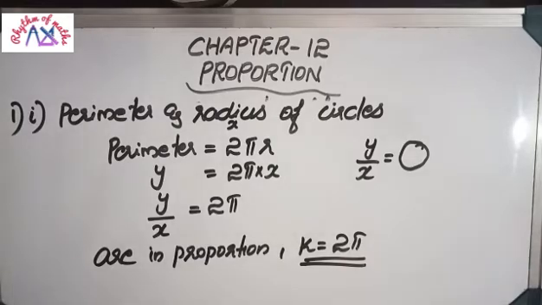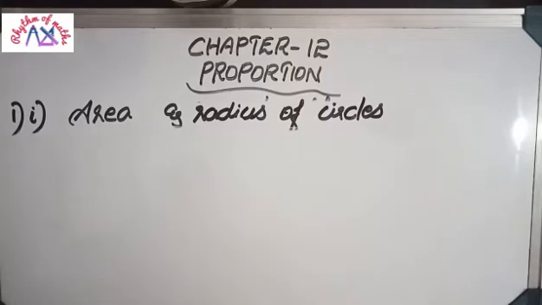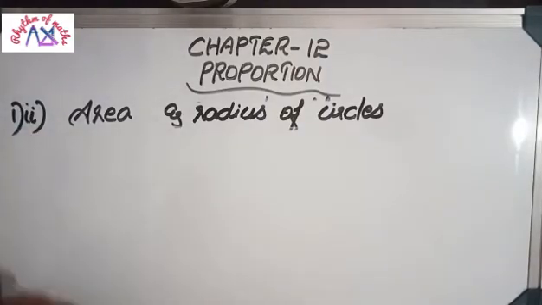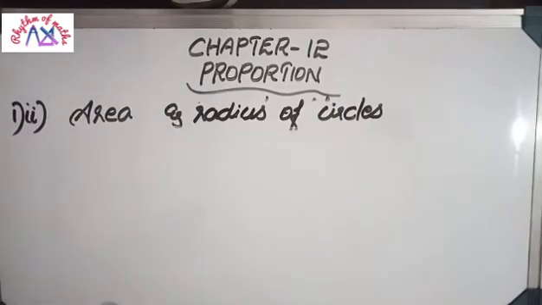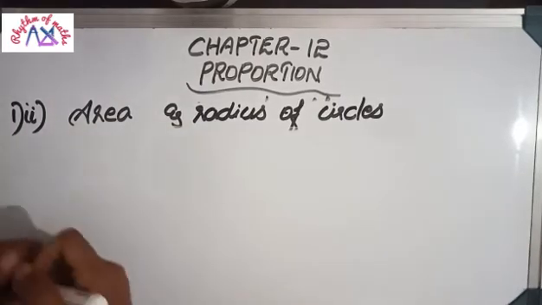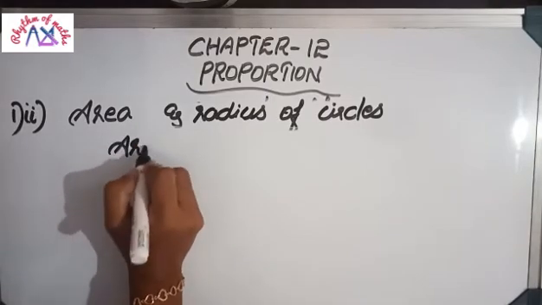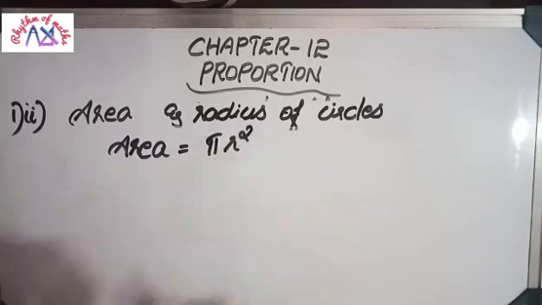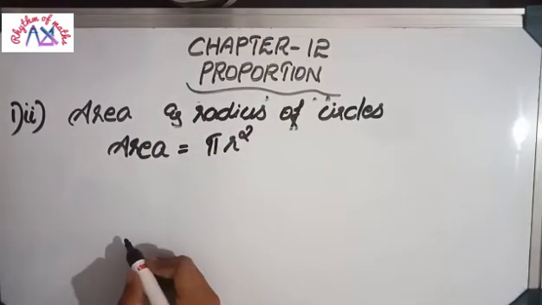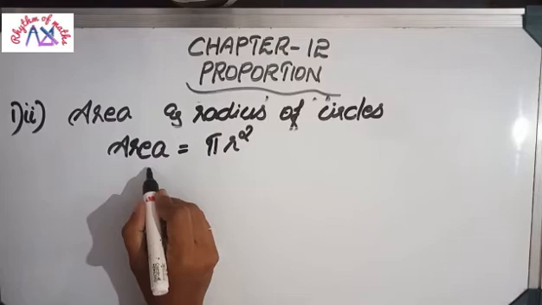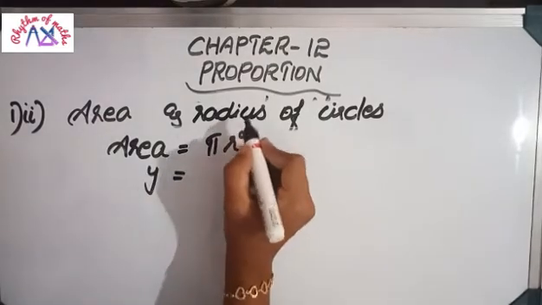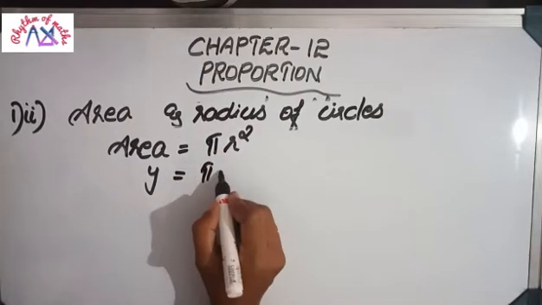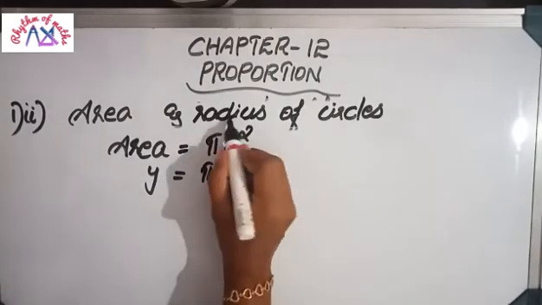Now let's do the second sub question. The second sub question is area and radius of circle. We have to check whether area and radius of circle are in proportion. So what is the equation? The area of a circle is pi r square. Now we choose area as y and radius as x. So pi times radius square, that is pi x square.